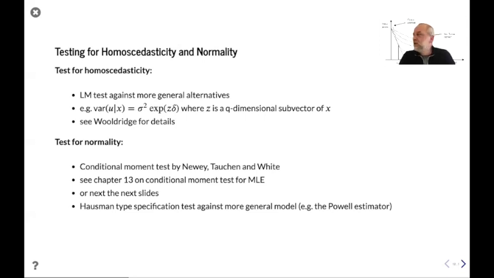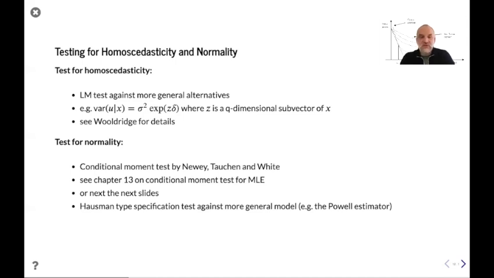I want to talk a little bit more about the test for normality, specifically a conditional moment test by Newey, Tauchen, and White that's mentioned in chapter 13 on maximum likelihood. There's a section there on conditional moment tests. These are very powerful tests that we can use in many different contexts, and I just wanted to give you an example of that in the context of the Tobit model. It's going to be on the following slides.